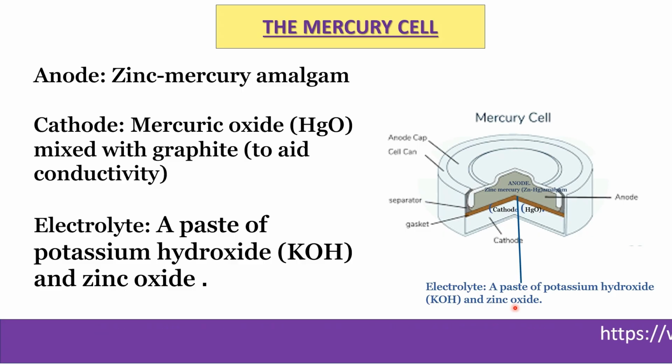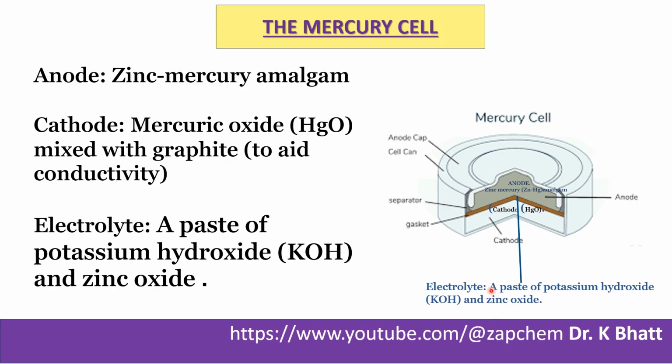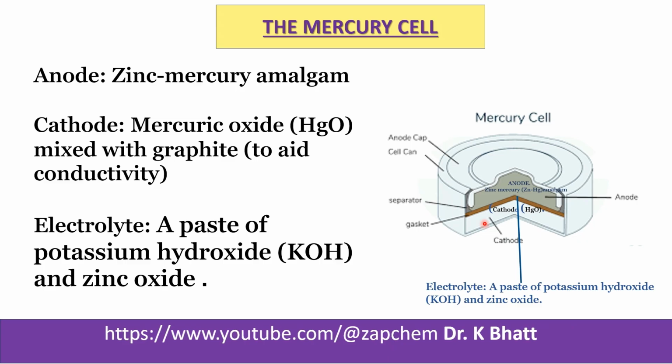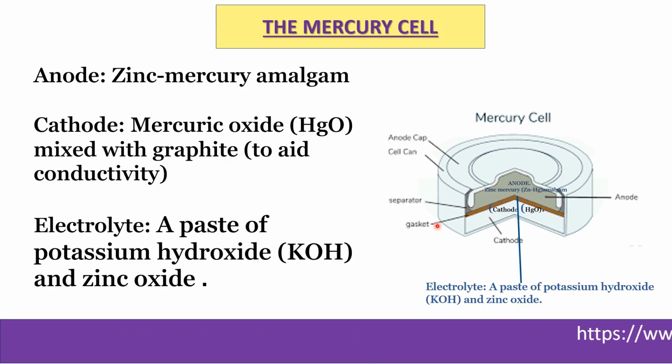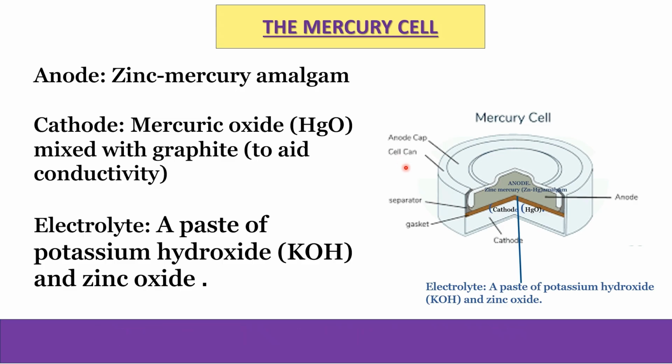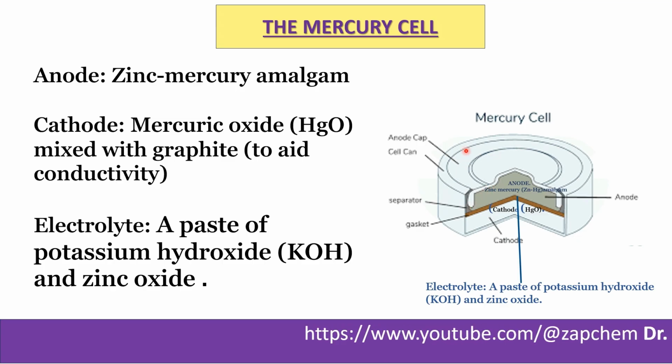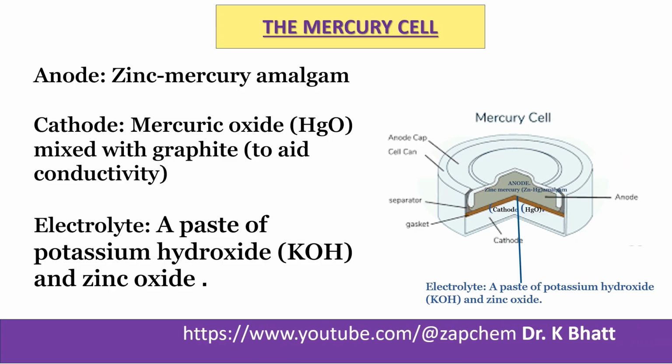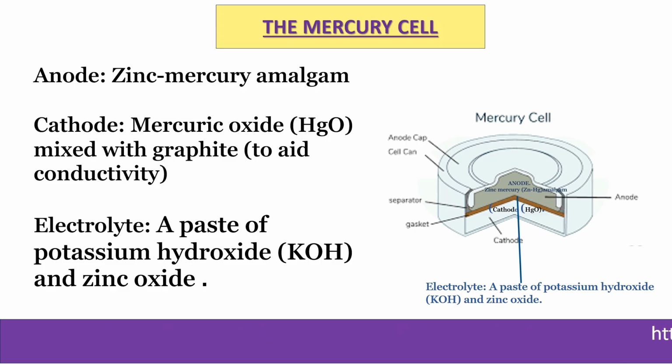We mix potassium hydroxide and zinc oxide and make a paste, almost like a powder, and then it is introduced here, which is known as the gasket. There are separators and the cell can, a small container in which all these things are fixed and placed, and finally we close it with a cap which is known as the anode cap.